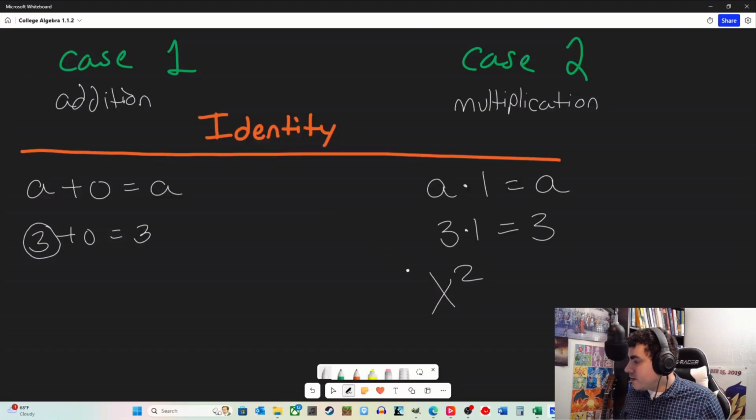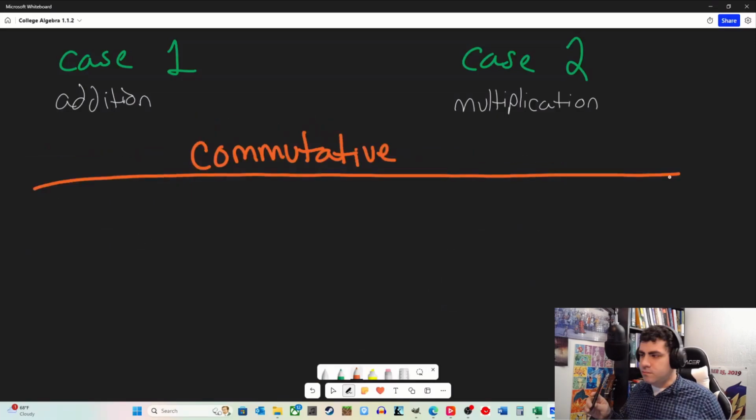X squared times 1 is still x squared, so we don't have to write the coefficient of 1 in front of it because it equals itself. So every time you see a variable by itself, it's actually using the identity property of multiplication.